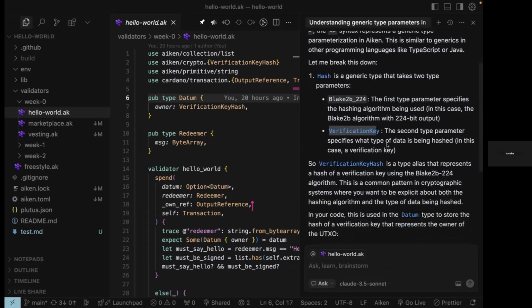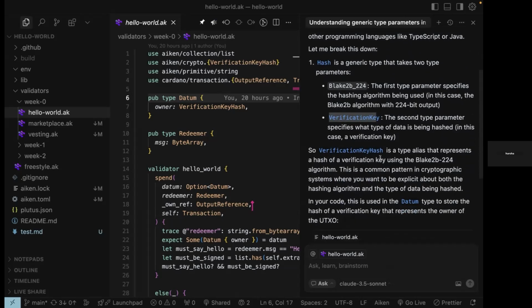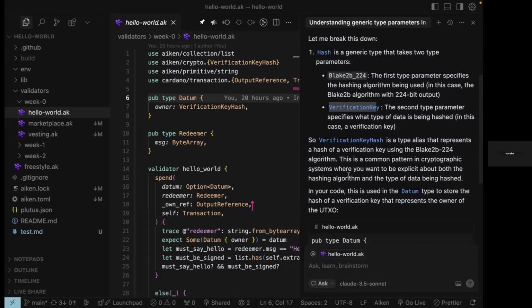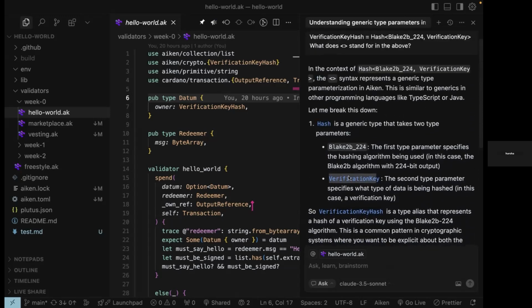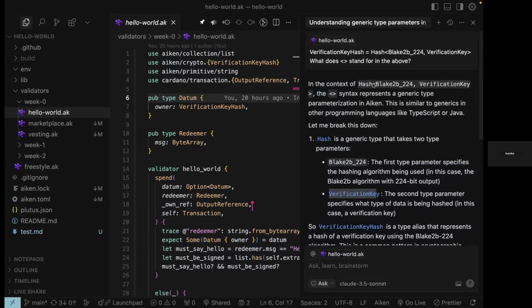It's a parameter specific to what type of data is being hashed. So there's a verification key type. The verification key type is a type alias that represents a hash of a verification key using the Blake2B244 algorithm. This is a common pattern. But at the end of the day, to answer your question, yeah, whenever they're using this, it means a generic type. Does either of you know what a generic type is?